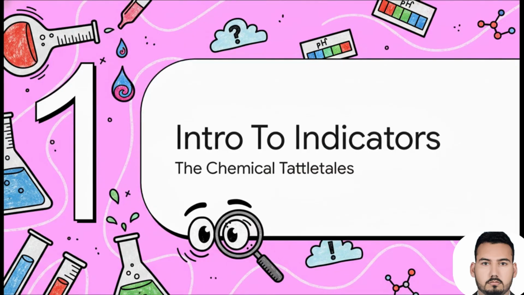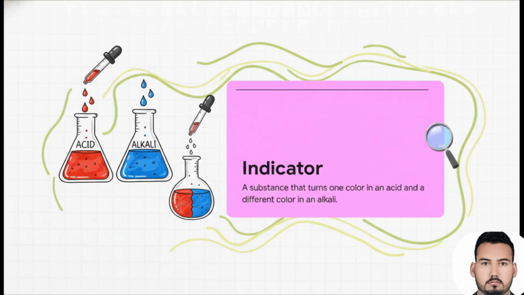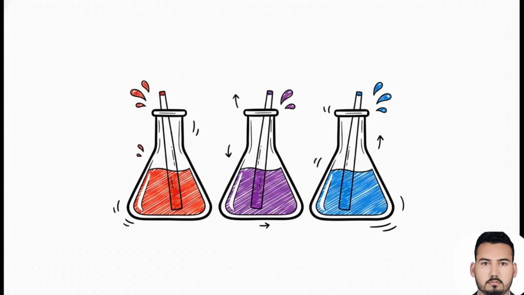The chemical tattletales. So here's a foundational definition you absolutely need to memorize right now. An indicator is simply a substance that turns one color in an acid and a totally different color in an alkali. Think of it kind of like a chemical mood ring. If you drop a little bit into those mystery beakers we just talked about, the liquid will physically change color right before your eyes. Bam! Mystery solved.